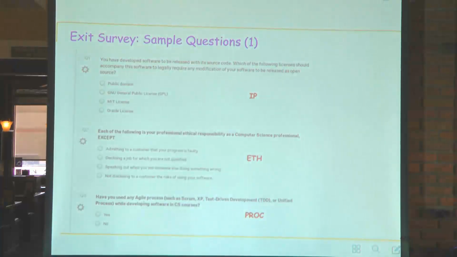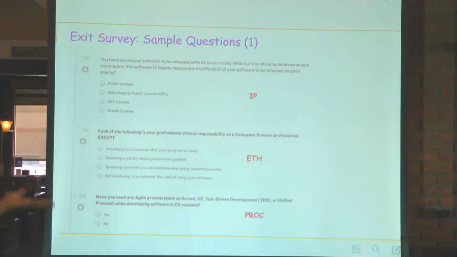That's actually what it looks like on Qualtrics, and I hope this is visible. But for example, question number 1 is testing their understanding of intellectual property, and it says, you have developed the software to be released with source code. Which of the following licenses should accompany the software to legally require any modification of your software to be released as open source? The choices are public domain, GNU general public license, or GPL, MIT license, or the Oracle license. That's an example of intellectual property.